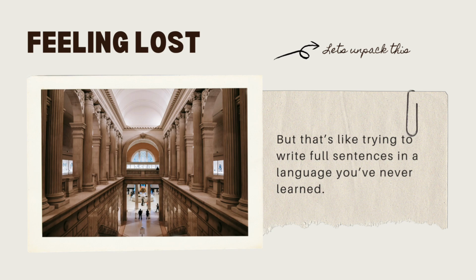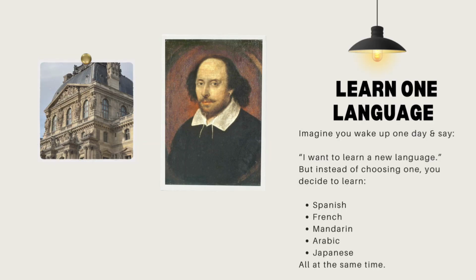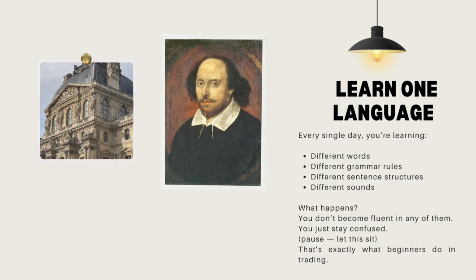Let me explain this in a way that really makes sense. Imagine you wake up one day and you say, I want to learn a new language. But instead of choosing one, you decide to learn Spanish, French, Mandarin, Arabic, Japanese, all at the same time. Every single day, you're learning different words, different grammar rules, different sentence structures, different sounds. What do you think is going to happen? You will not become fluent in any of them. You will stay confused. That's exactly what beginners do in trading.